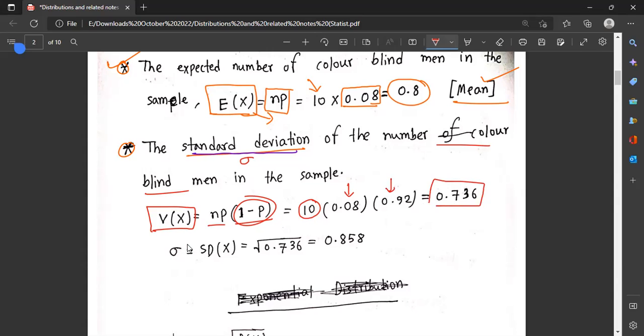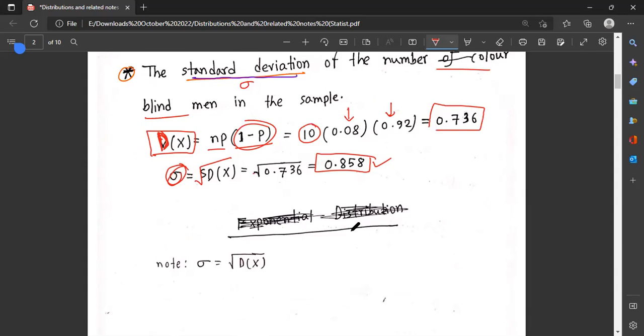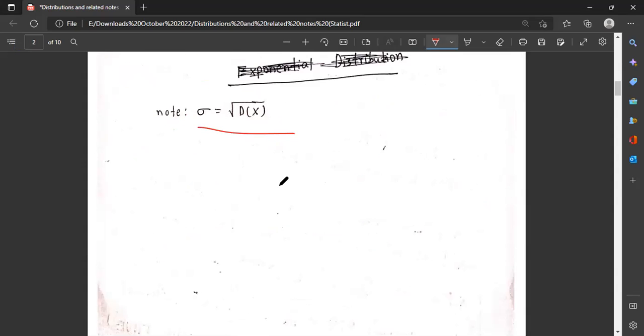And then we can also calculate it using sigma equal to the square root of D X. This is also said as D X, okay, not D X. You can also say V X. V for variance, and D also for variance. So sigma equals root over D X. So 0.858. This is the standard deviation. I have given a note here: sigma equals root over D X.